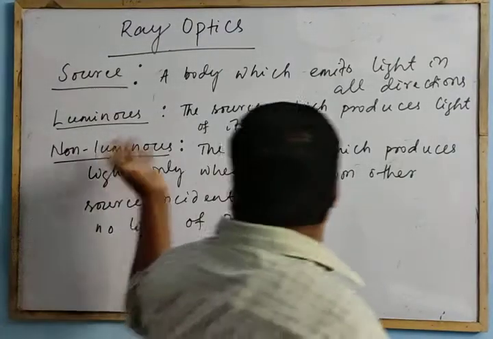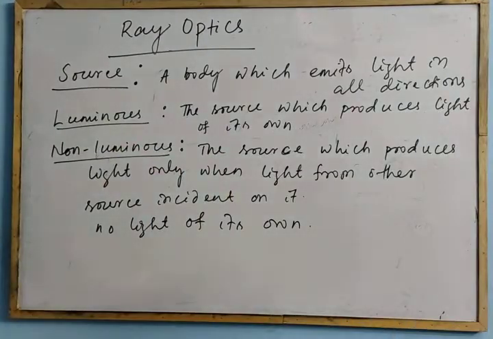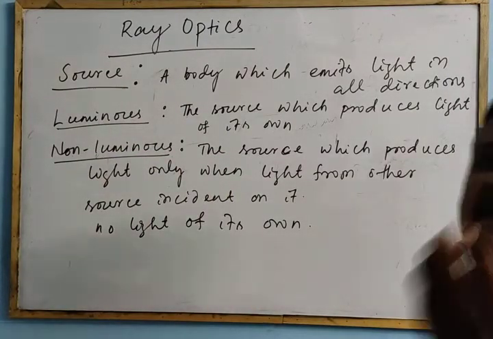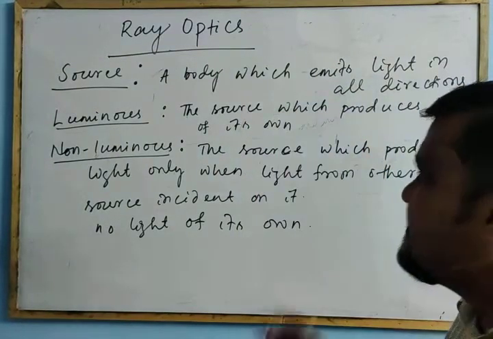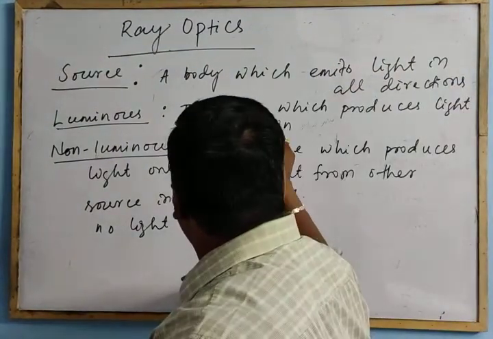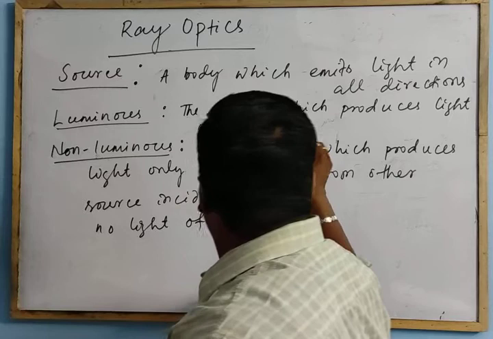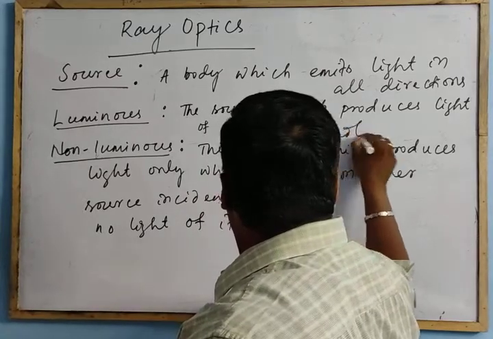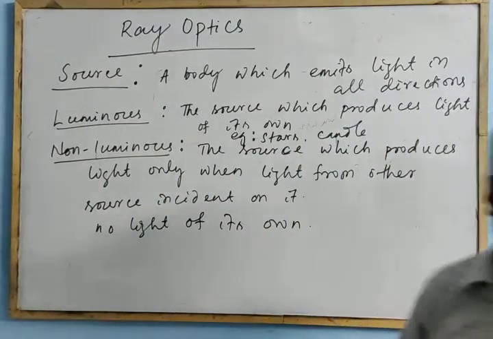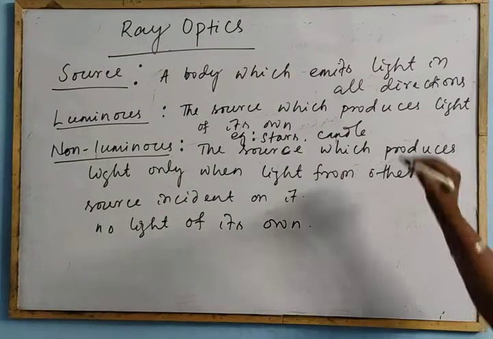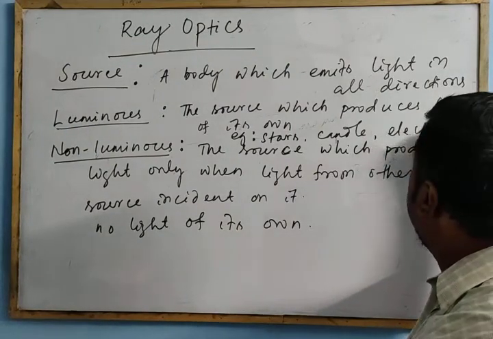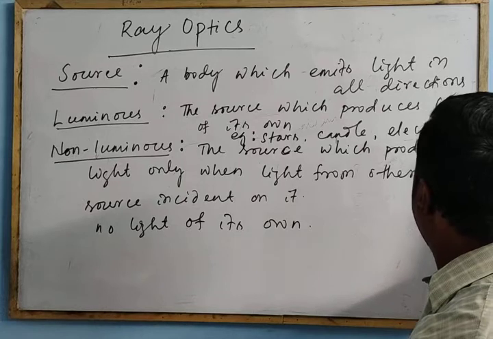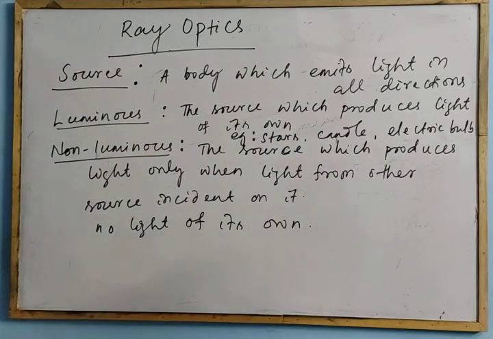So now, what are the examples of a luminous source? The best example is the sun. Examples you can say are stars, candle, the candle light, and the electric bulb. These are the examples of luminous sources.